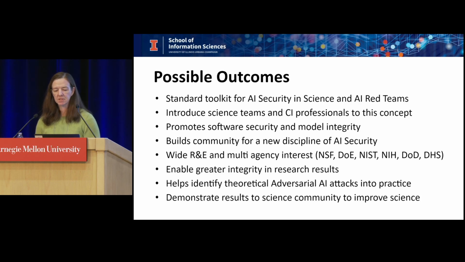Some possible outcomes for doing this in our community: maybe a standard toolkit for AI security and science and AI red teaming. Again, we're not big companies, but what's this toolkit that's reasonable? Just introducing science teams and CI professionals and our security community to this concept to further promote software security, model integrity, build a community for this new discipline of AI security. There is wide interest across multiple agencies in this topic. I think they are all struggling, as this industry is, with how to execute.